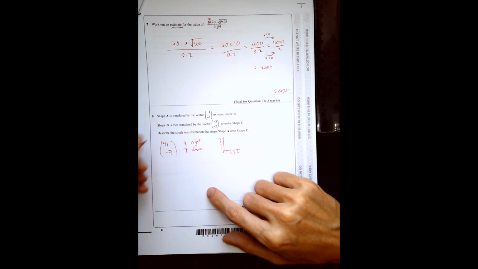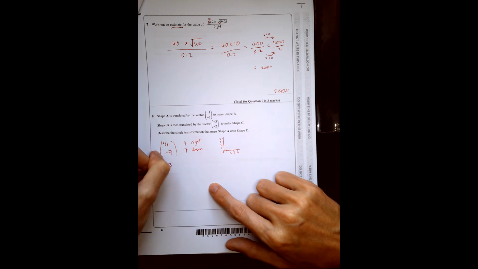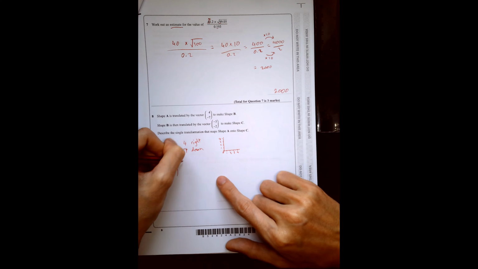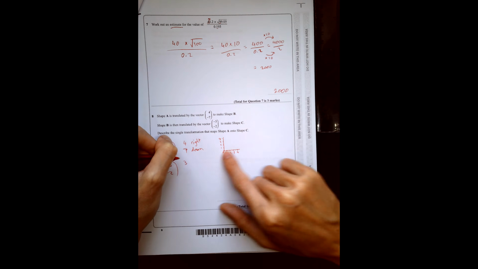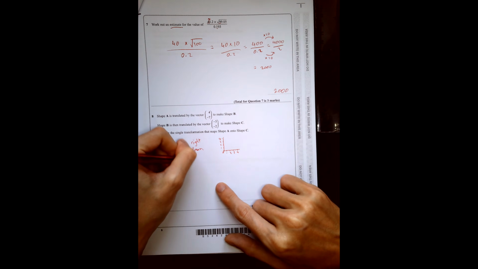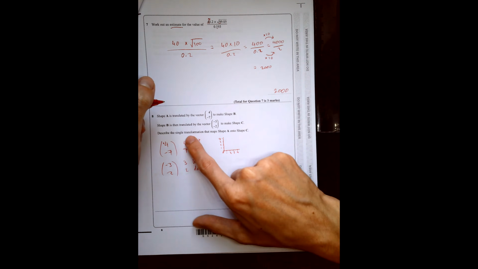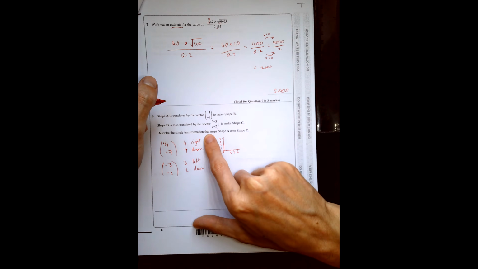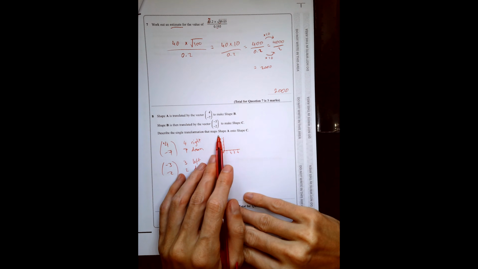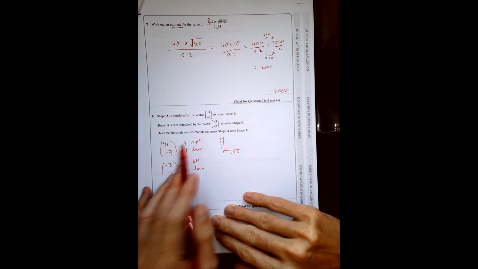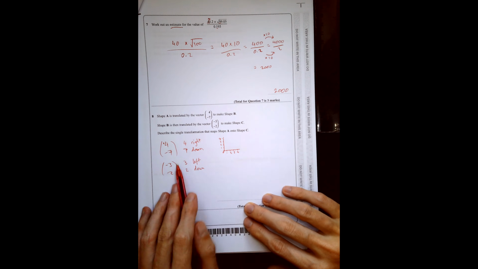Shape B is then translated by this vector, -3, -2, and by the same token that's going to be 3 left. It's like subtracting 3 in your x direction, and 2 down. Now describe the single transformation that maps shape A onto shape C. So we're going from this shape to this shape. Think about just your x coordinates and what's happening to them, or your x direction, 4 right and 3 left.